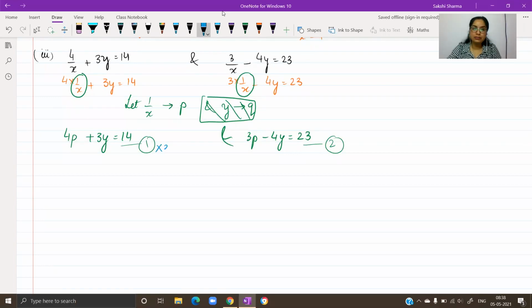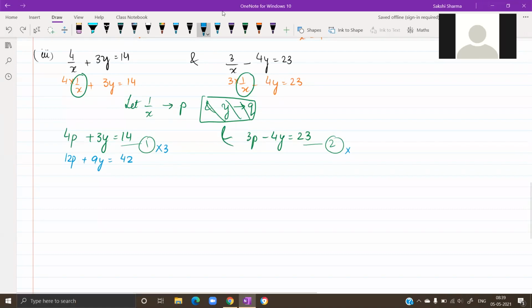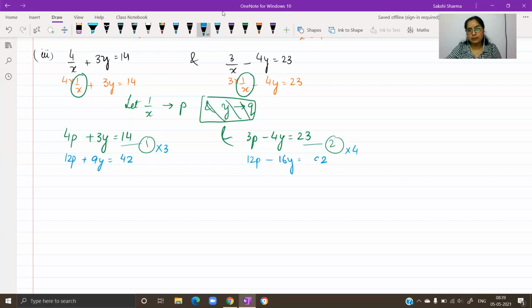Okay, let's multiply first equation with 3. We get 12p plus 9y equals to 42. And second one with 4, you're saying. Yes, ma'am. So your equations become this. Ma'am, subtract. Okay, let's subtract. I am taking the second one and subtracting the first one.